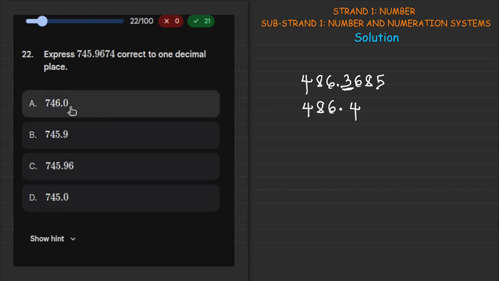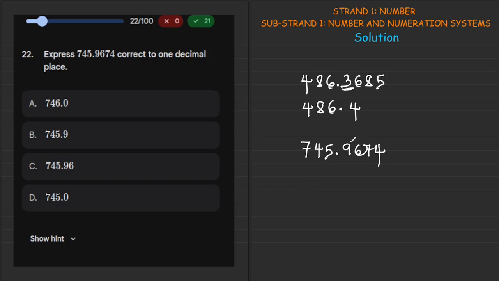22. It says express 745.9674 correct to 1 decimal place. 1 decimal place simply means we need to end right here. If you are ending right here, then we need to consider the decider. The decider here is 6. So 6 adds 1 to what? 9. You see that it is going to add 1 to 9.